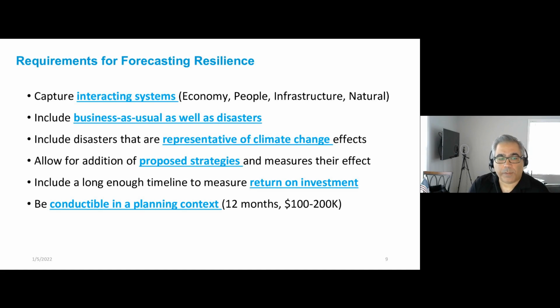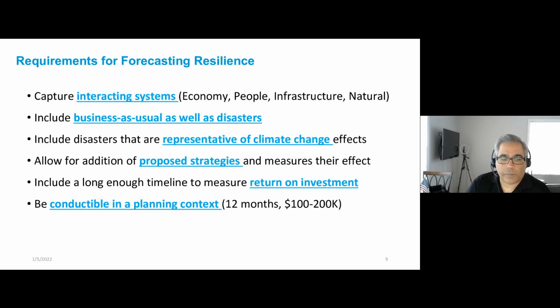Our second requirement: include business as usual as well as disasters. In flood modeling, we do a lot of design storm type analysis where we're just looking at one storm. We said let's look over a long time frame here. And the third requirement: include disasters that are representative of climate change. Of course, we want that in there.